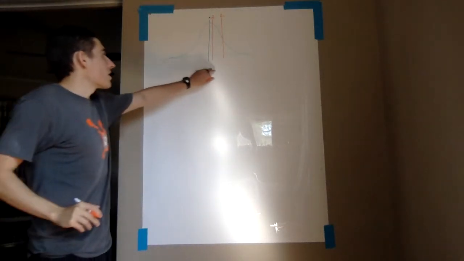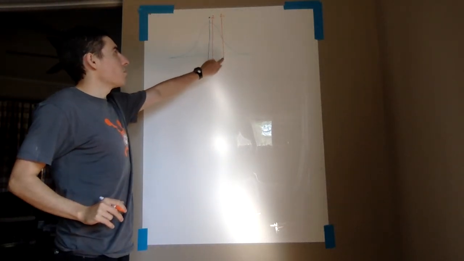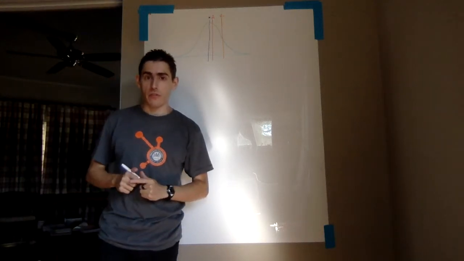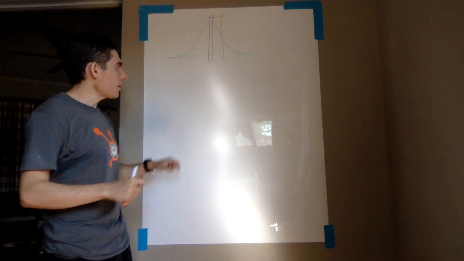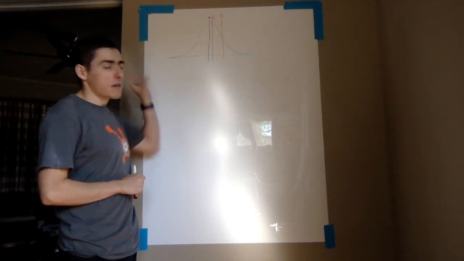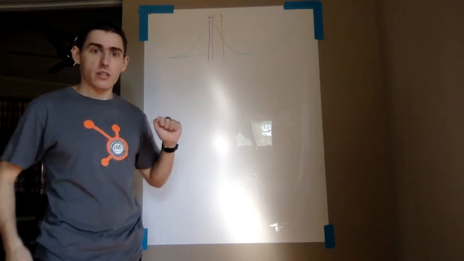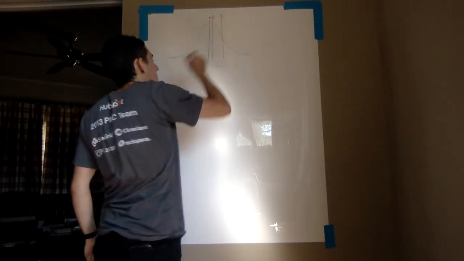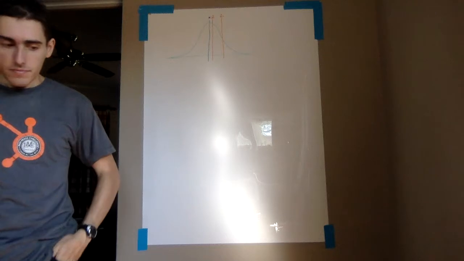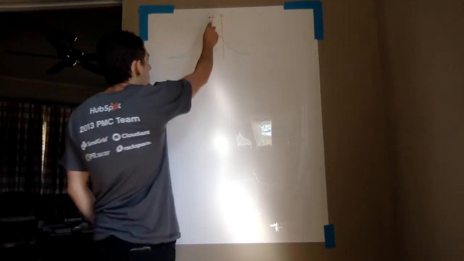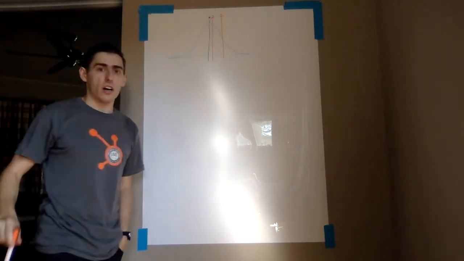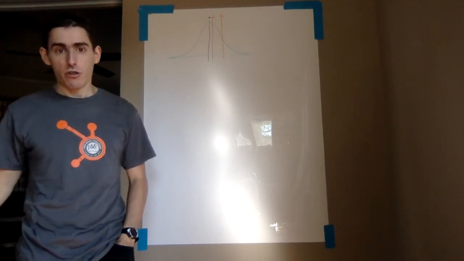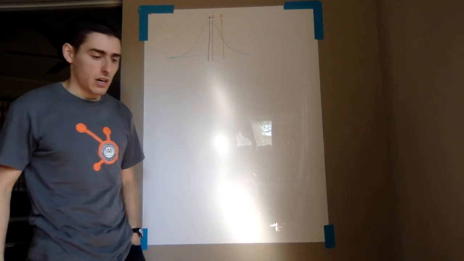Now remember that these two mu hats are sample means. So we take a number of data points, and we're taking the average of those data points. So both of these are sort of their own distributions. These mu hats are summary statistics for distributions of samples.